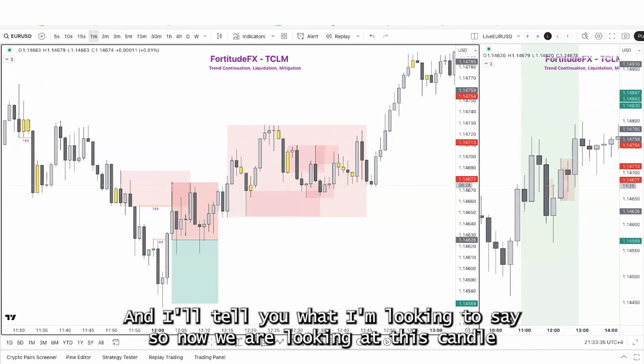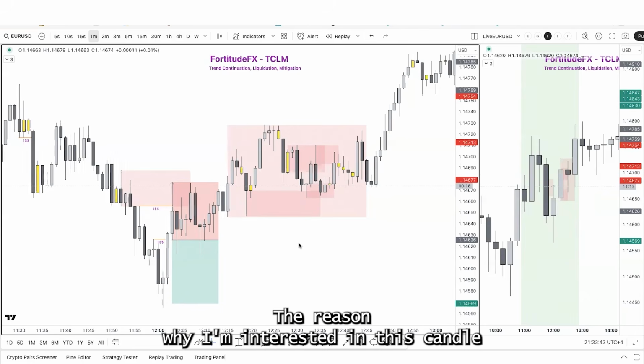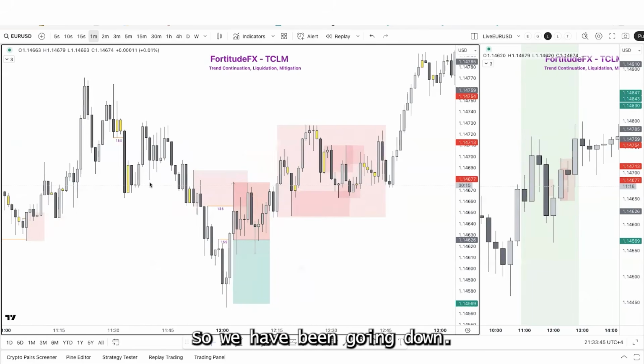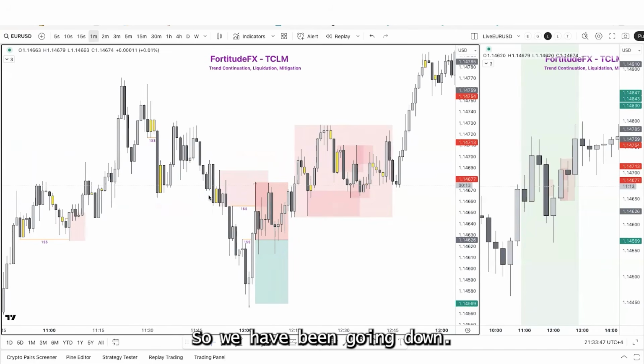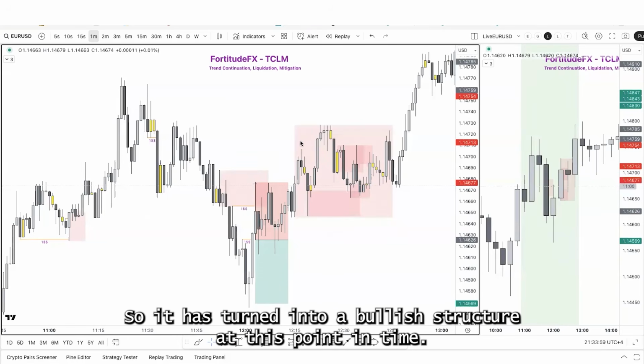So now we are looking at this candle right here. So this box, which is this bullish candle. The reason why I'm interested in this candle is because look at the structure now, right? So we have been going down. This is all down structure. We went up, we had a nice reaction, and then this supply got flipped. So we have the first indication that we're going higher, right? So it has turned into a bullish structure at this point in time.